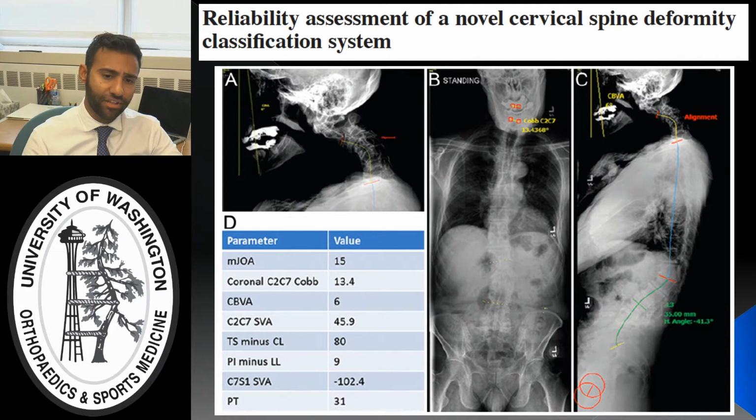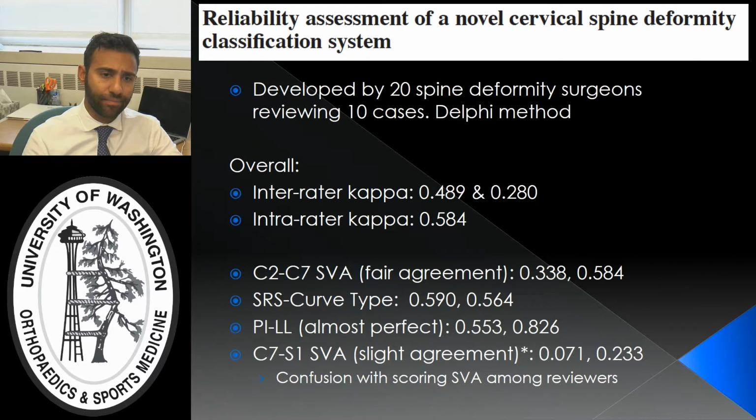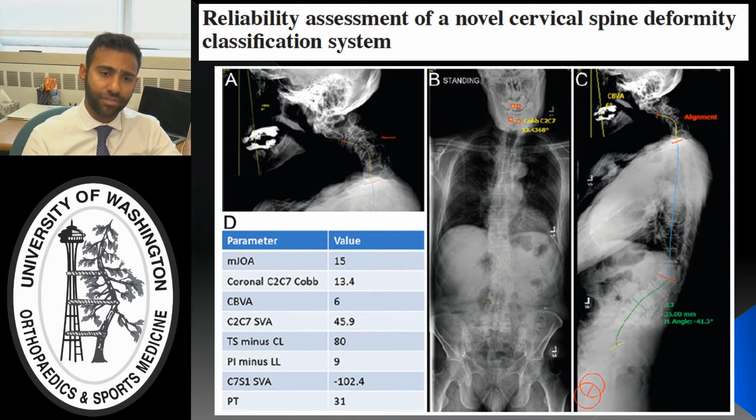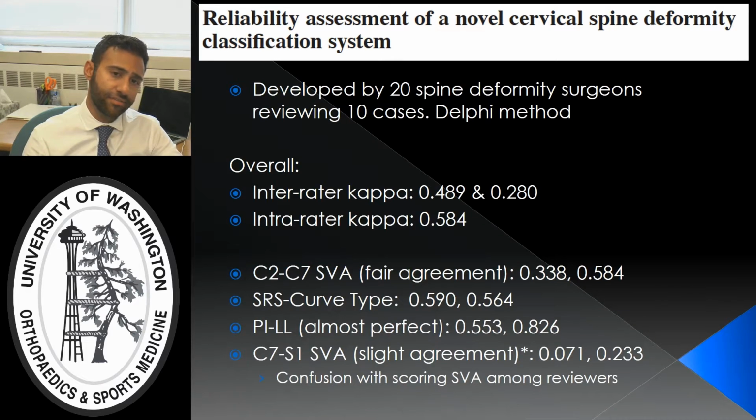So this patient has a cervical deformity as well as a kyphotic deformity in the thoracolumbar junction. Pelvic tilt is measured to be 31 degrees. And looking at all of these different measurements in the cervical, thoracic, and lumbar spine helps to differentiate where the main driver of pain is and what the major deformity is that needs to be corrected.